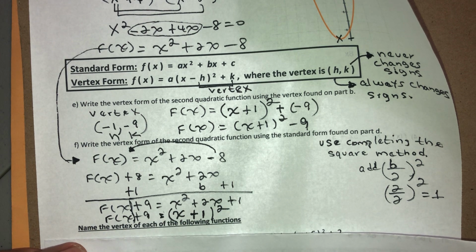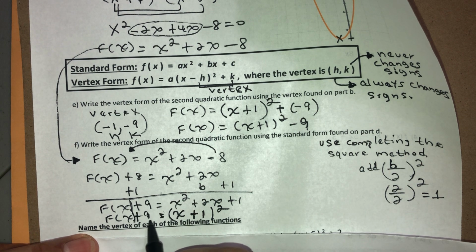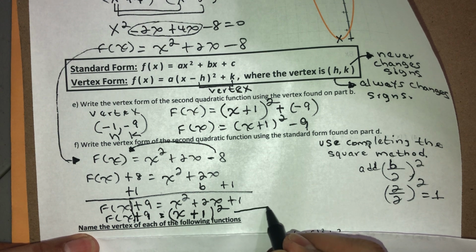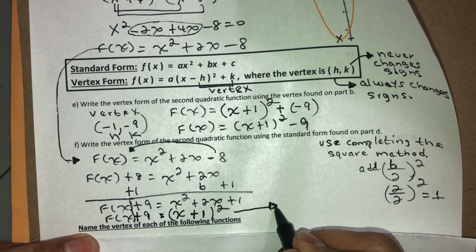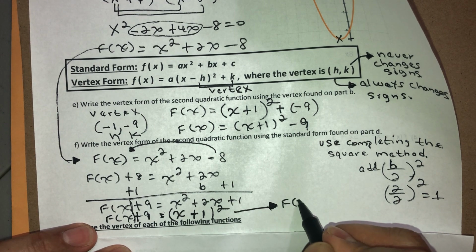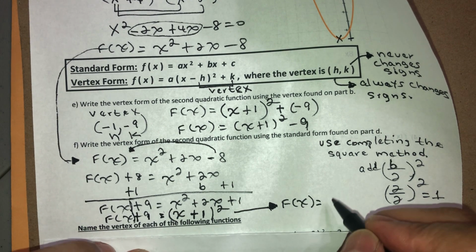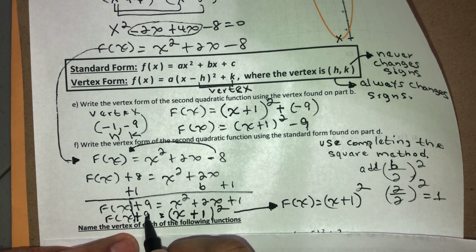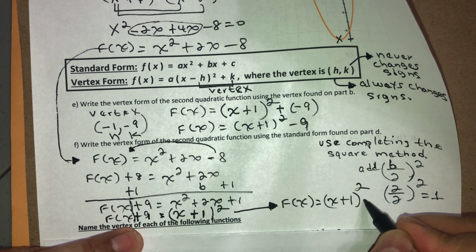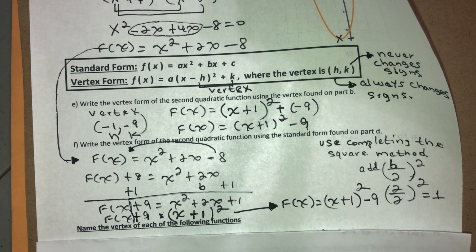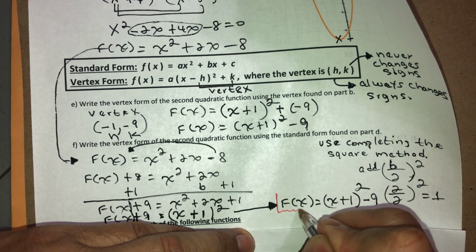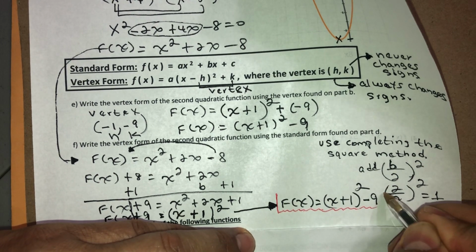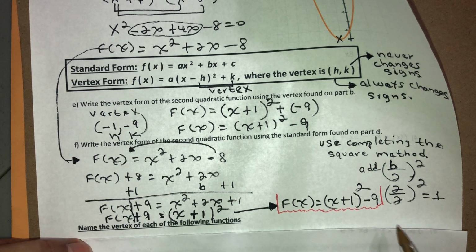All right. So the only thing I have to do now is bring back the 9. So the 9 has to go to the other side, remember? So my final answer, or my equation in vertex form, will be f of x equals x plus 1 squared. Now the 9, because it's positive and it's traveling back to the right side, becomes negative. So that should be your answer for part F. So if you notice, guys, we have the same answer.